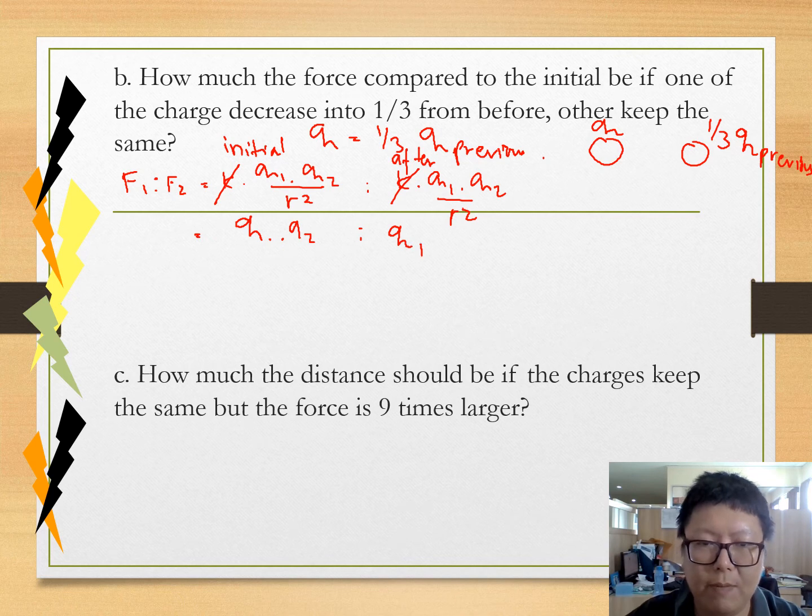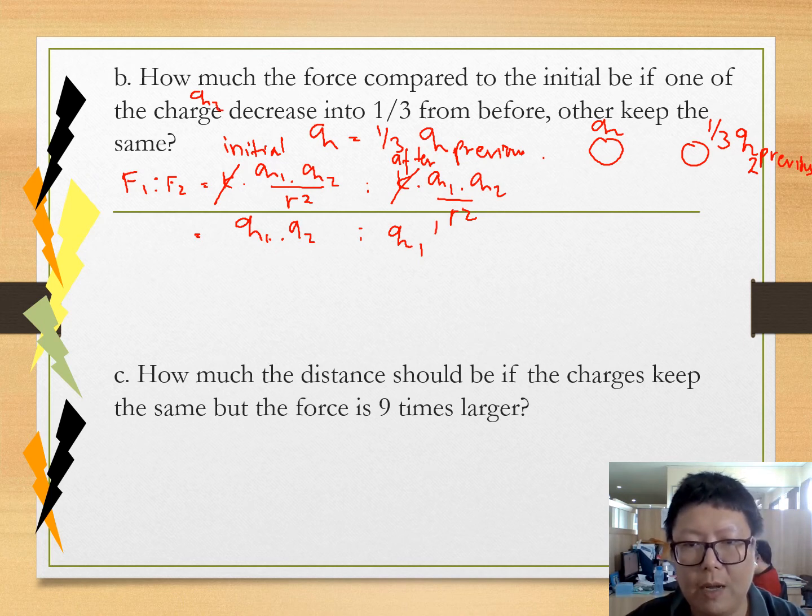Q1 is still the same, nothing changed. The one that changed is Q2. We assume that the one that changed is Q2. So Q2 becomes 1/3 from the previous one.